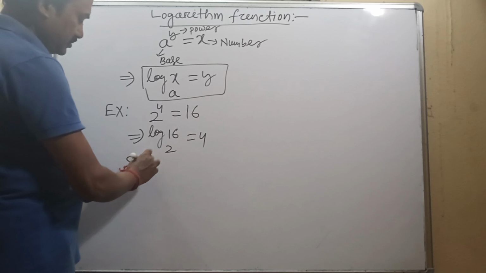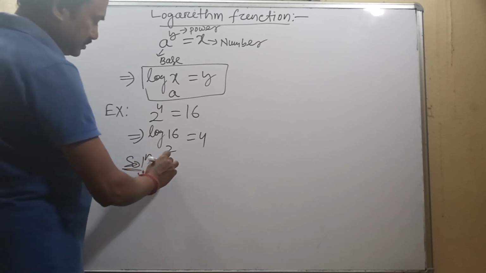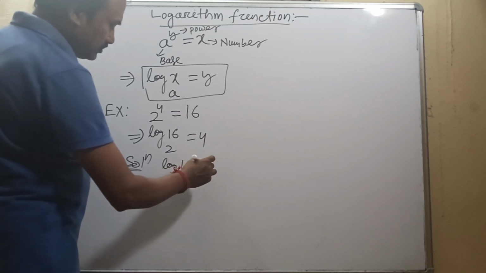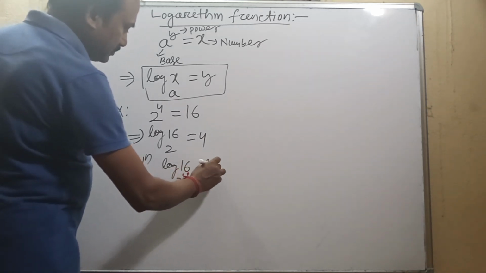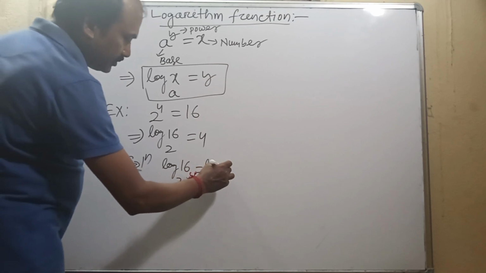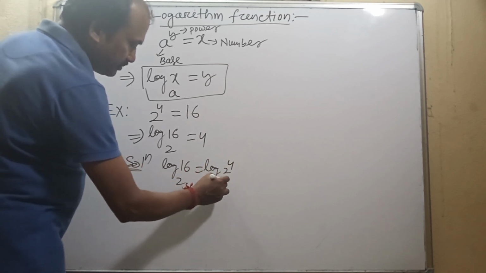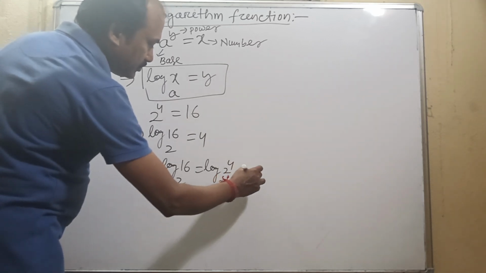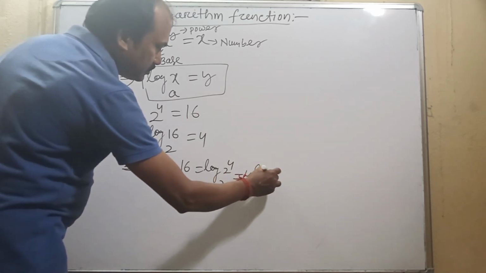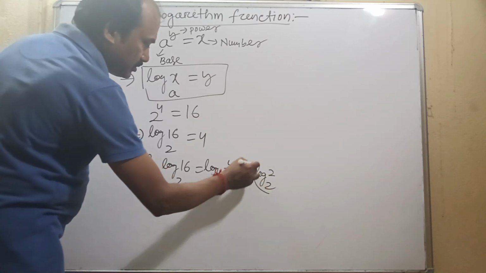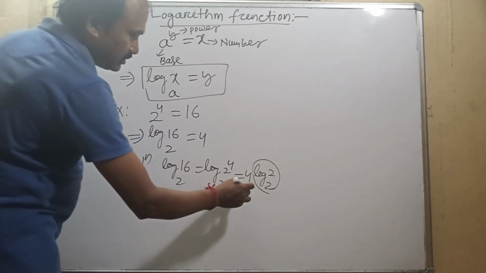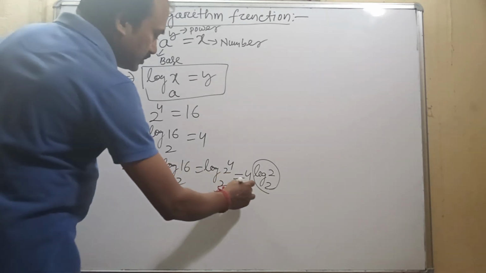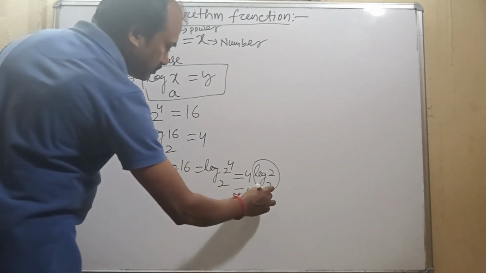Solution: log 16 to the base 2 equals log 2 to the power 4 to the base 2, so this equals 4 log 2 base 2. Here log 2 base 2 equals 1, because the number and base are the same, so the value of the logarithm equals 1. That means 4 into 1 equals 4.